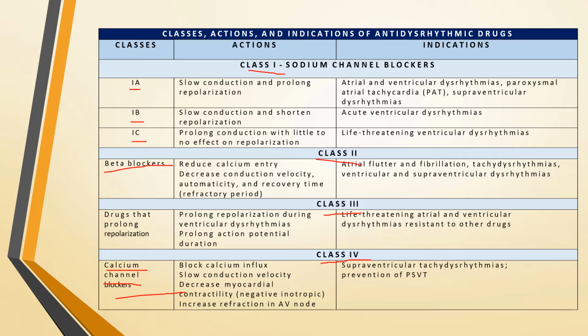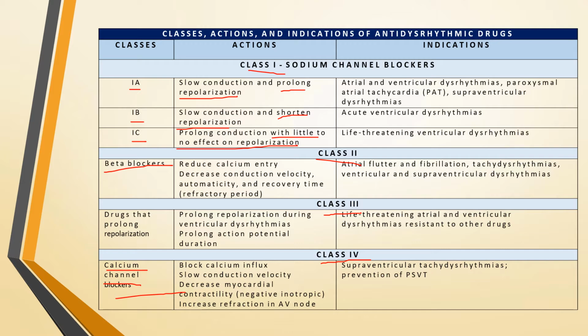When we say class 1A, it prolongs repolarization. Class 1B shortens repolarization. And then class 1C has little to no effect on repolarization. Okay, that's your sodium channel blocker, or the class 1 of antidysrhythmic drugs.